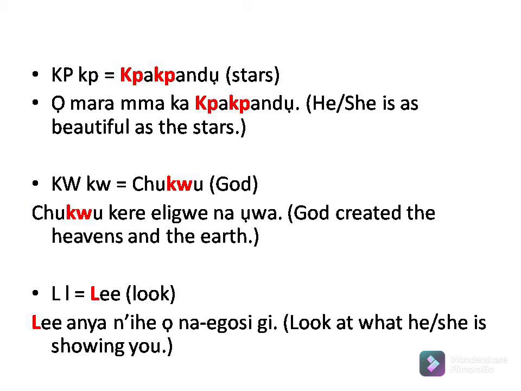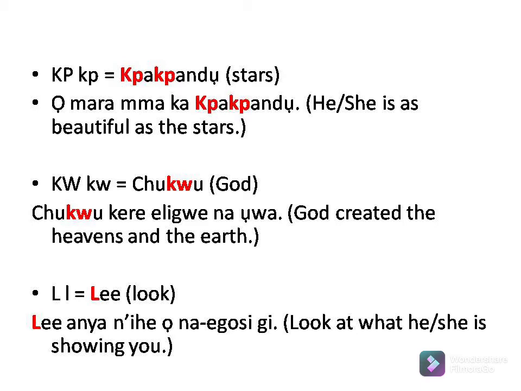On the next slide, we have the B, and you can find it in a word like kpakpando. Kpakpando means stars, the stars. Now in the sentence, you can have a sentence like Ọ mara mma ka kpakpando. Ọ mara mma ka kpakpando, which means he or she is as beautiful as the stars.